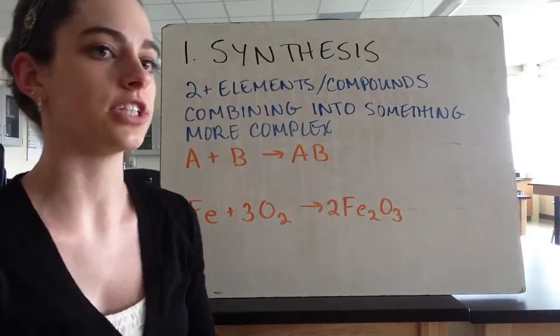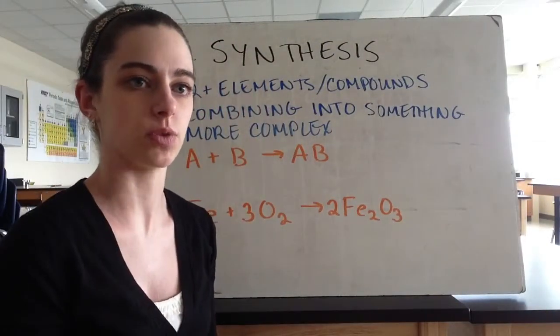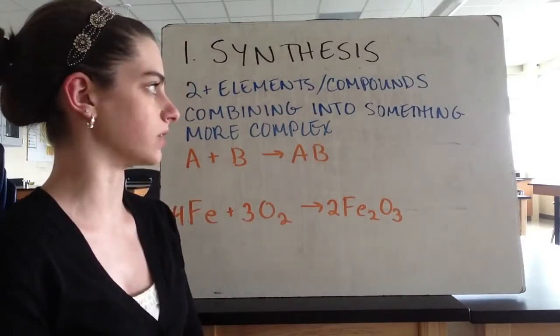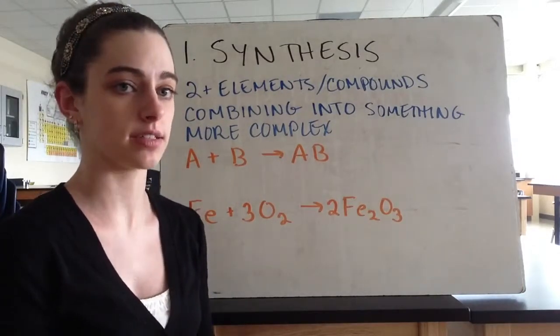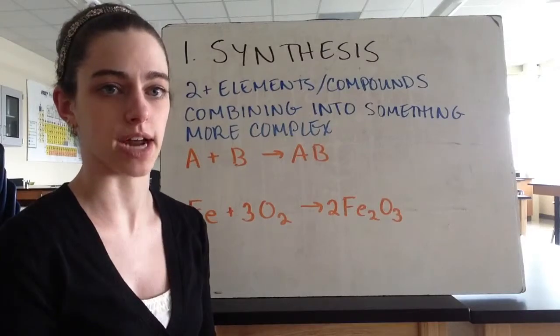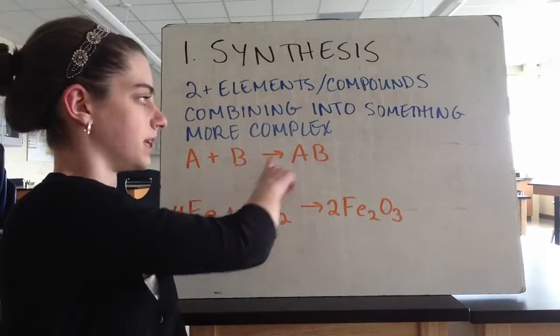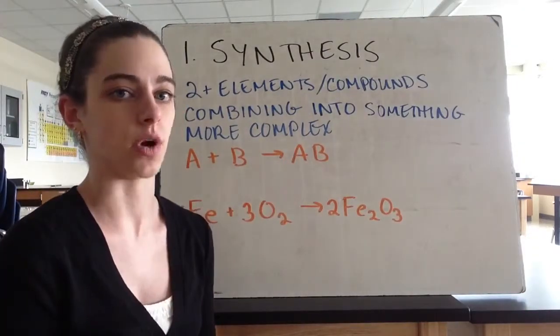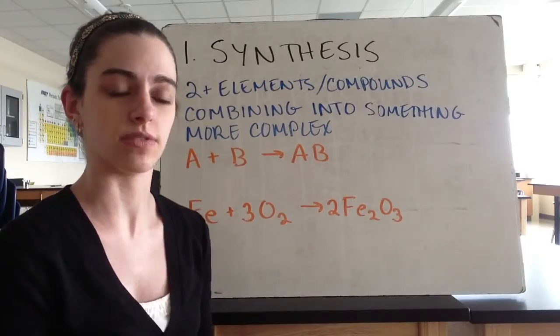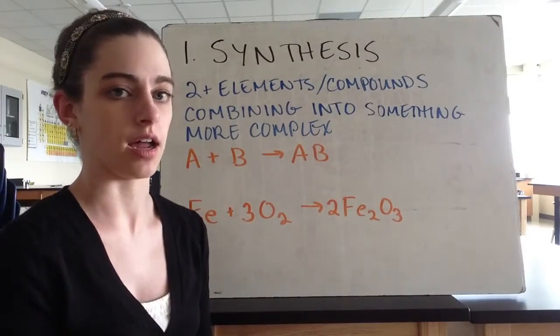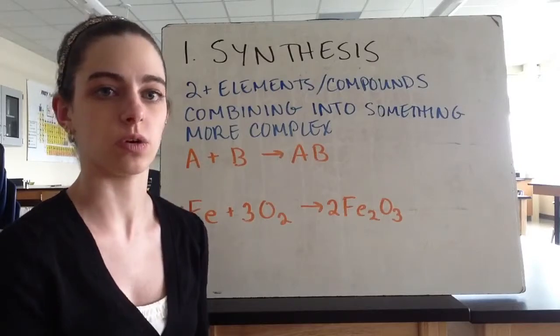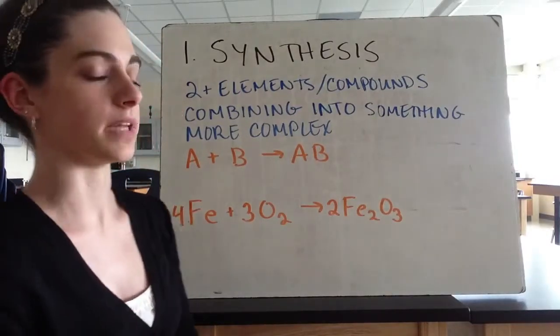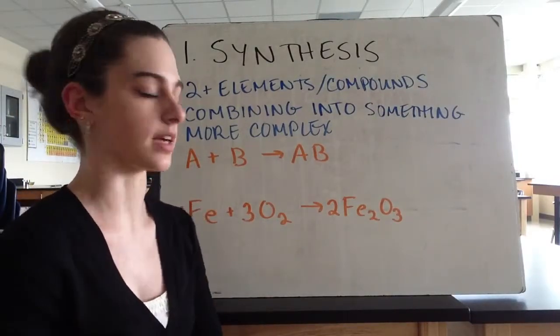A synthesis reaction is defined as the combination of 2 or more elements or compounds into something more complex. So this is actually one of the simpler types of reactions. So we have A plus B going to AB. A and B are most likely 2 different elements. They could also be an element in a molecule, could be all sorts of things. But they're combining together to make one complex thing.